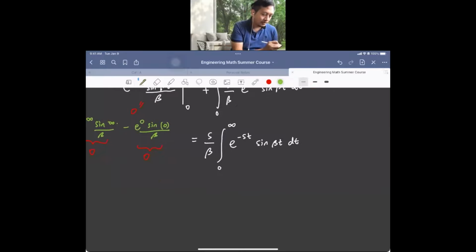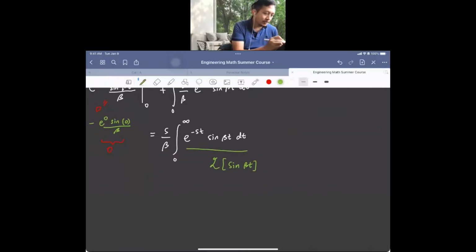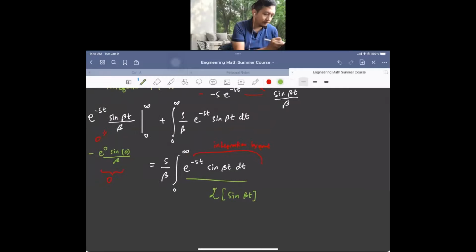Okay, now we have this another integration. If we look at the functions and the elements inside, this is the Laplace of sine, right? It's a Laplace of sine. So let me write this Laplace of sine, and let's try, again, integration by parts.